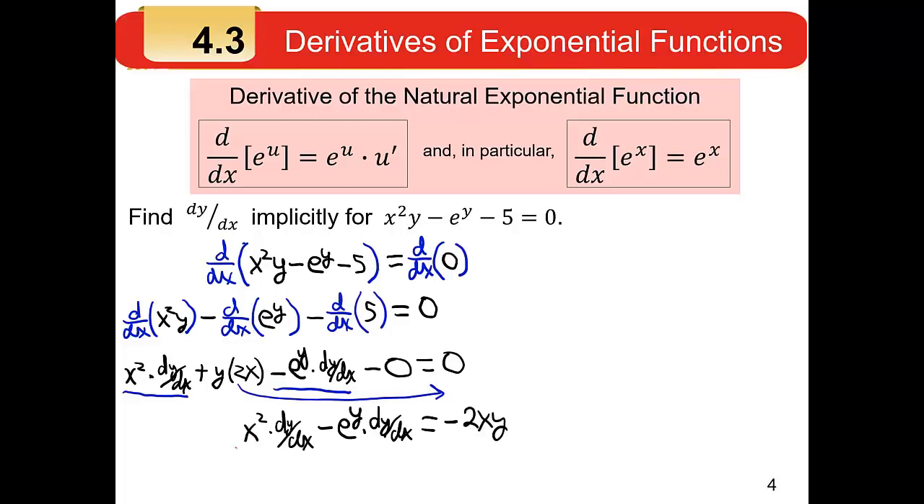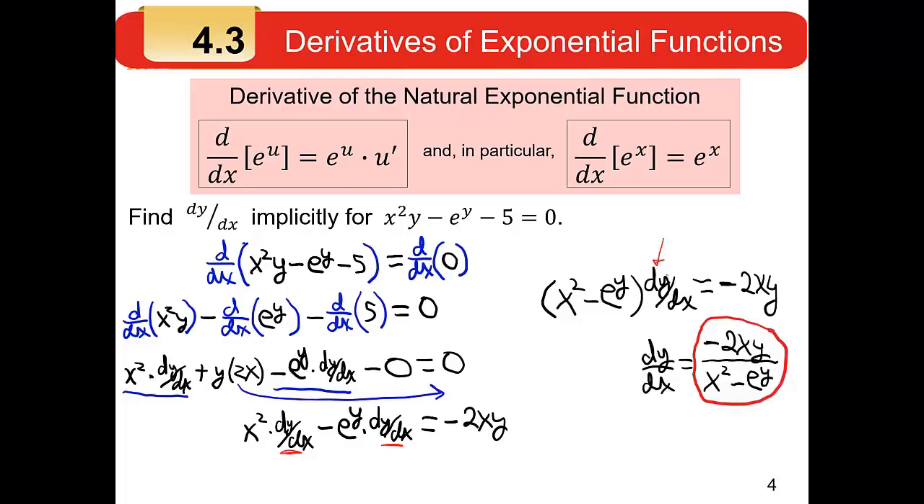Once you get the terms with dy over dx on one side by themselves, then you factor out the dy over dx. So you see there's a dy over dx here and here. If you factor it out, you're left with an x squared in the first term and an e to the y in the second term with that minus sign between them.